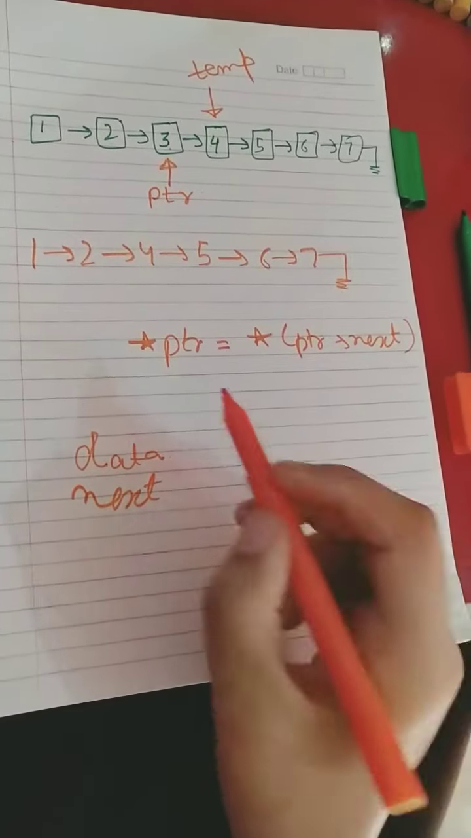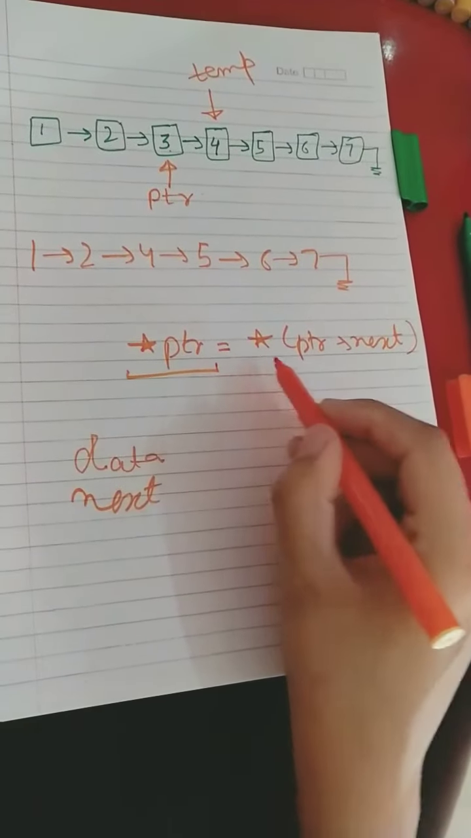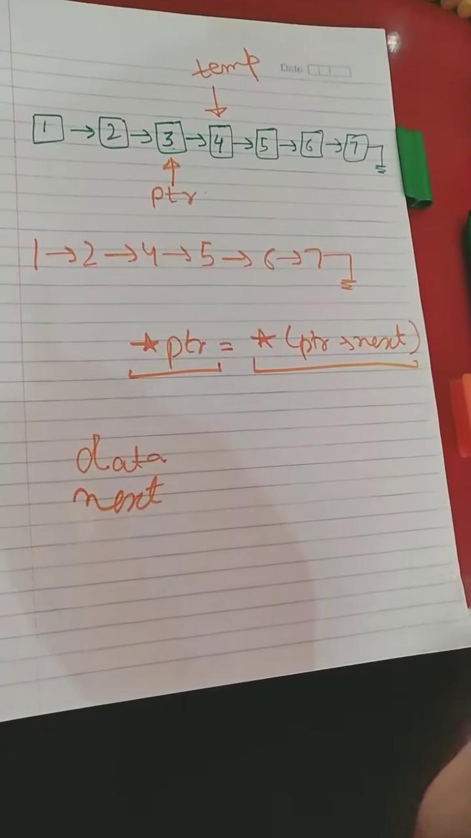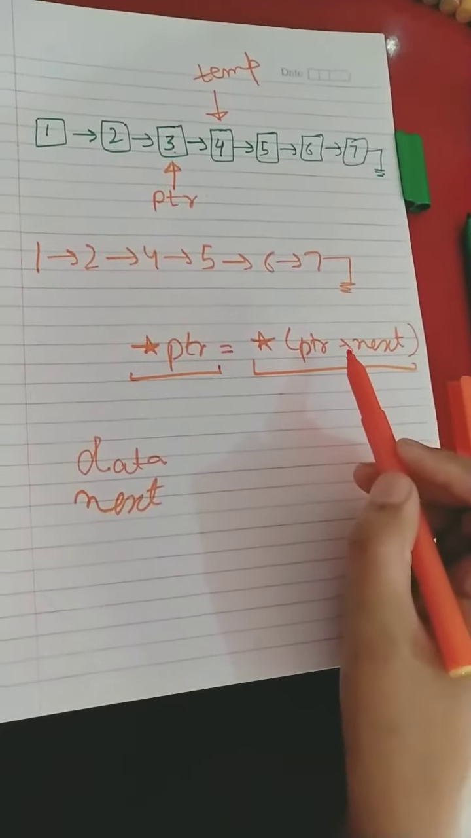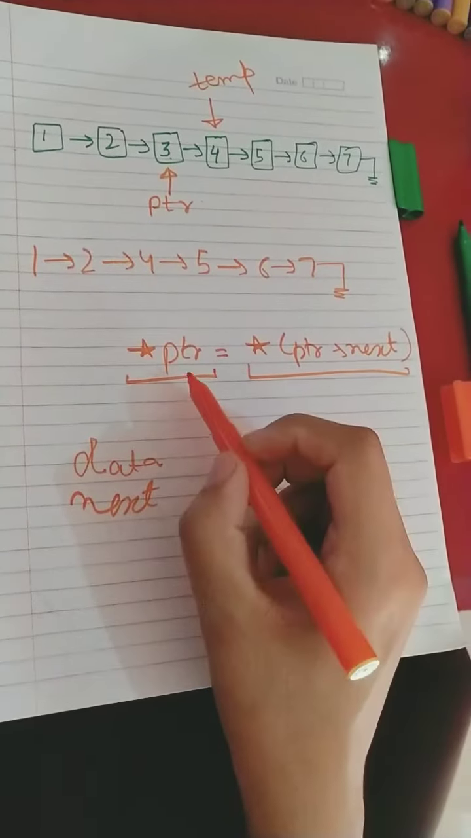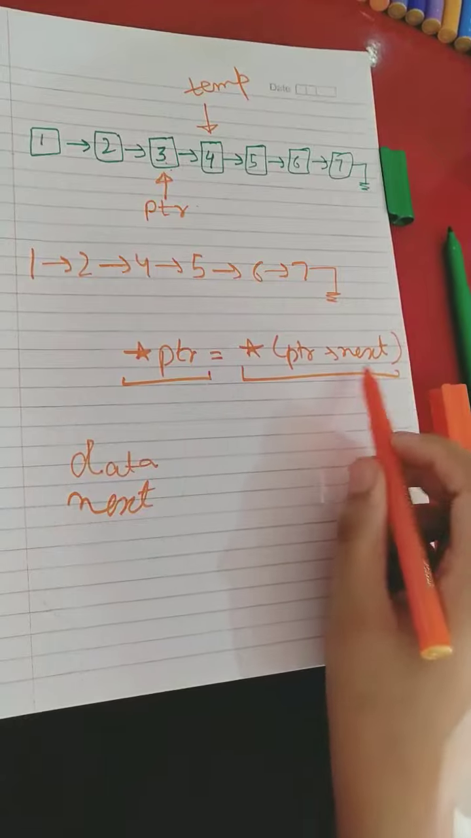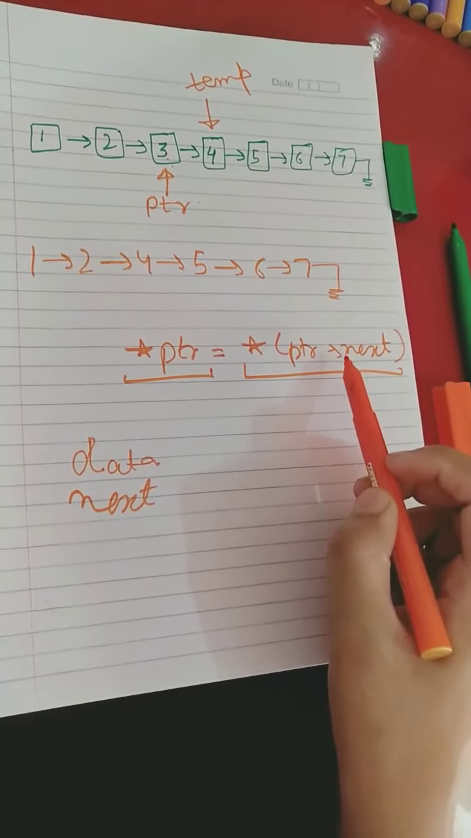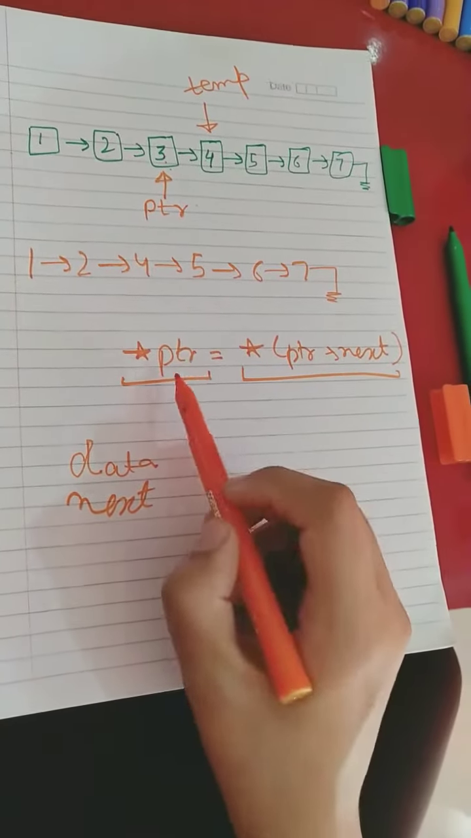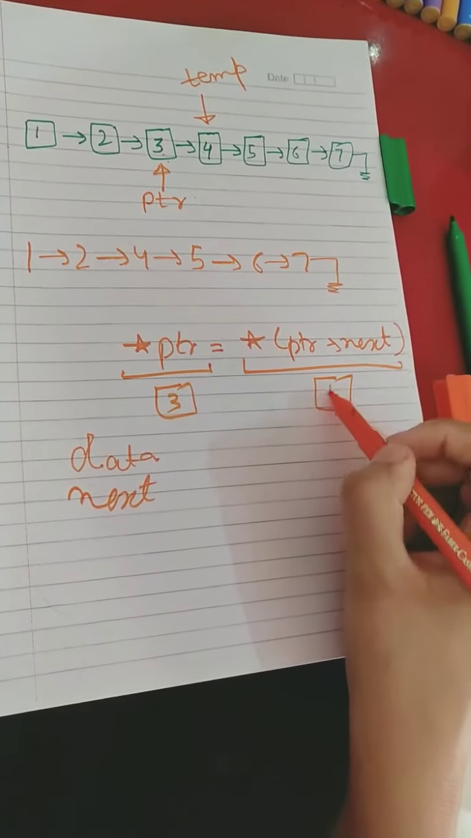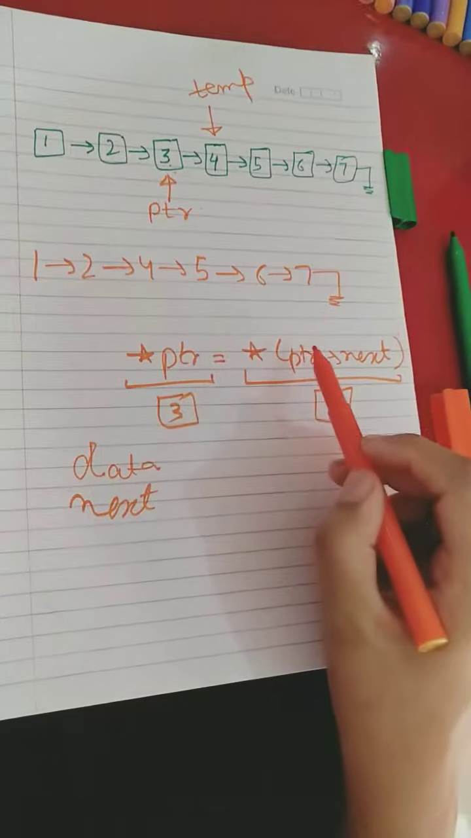What will happen if I write the value at PTR is equal to the value at PTR next? When we equate pointers like this, then the node value at PTR means the node that is pointed by PTR, and value at PTR next means the node that is pointed by PTR next. So this is talking about node 3 and this is talking about node 4. What happens when I equate it like this?